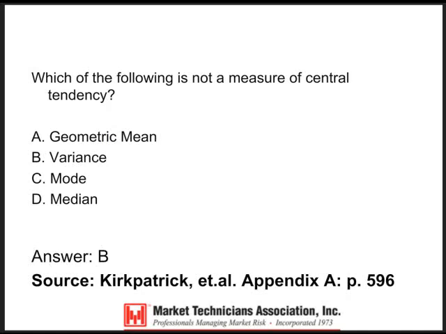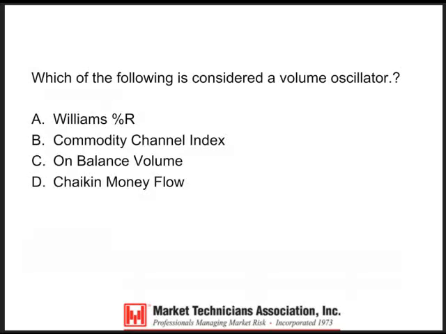So what's not a measure of central tendency? The mean, the median, and the mode usually always go hand in hand, and variance is the dispersion around that mean. So it's not a measure of the central tendency. Again, you just need to know your definitions here. So variance is the incorrect answer, because it does not fit the central tendency figures.